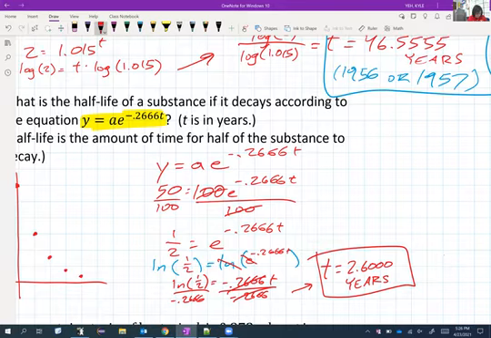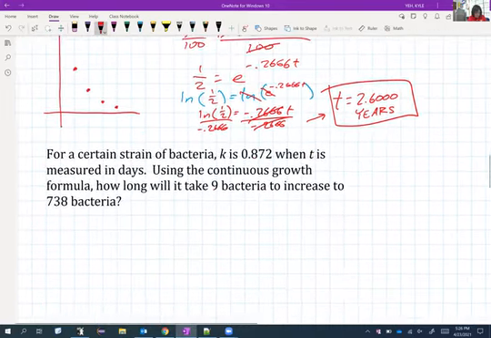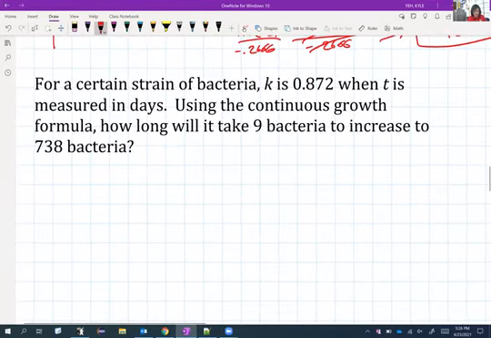One more problem for today. It says, for a certain strain of bacteria, K is 0.872, we're given the K value, when T is measured in days. Using the continuous growth formula, how long will it take 9 bacteria to increase to 738 bacteria?